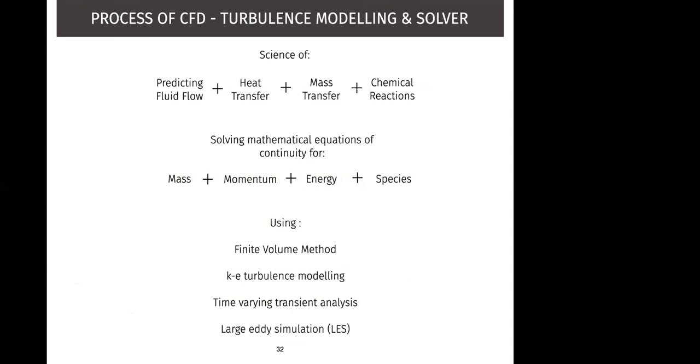Now, the second part of the simulation, which is the actual turbulence modeling and the simulation, is done by solving mathematical equations of continuity for mass, momentum, energy, and species. And this is done by using the finite volume method that I just explained. It uses the K epsilon turbulence modeling, and it performs the simulation in a time variant transient analysis.